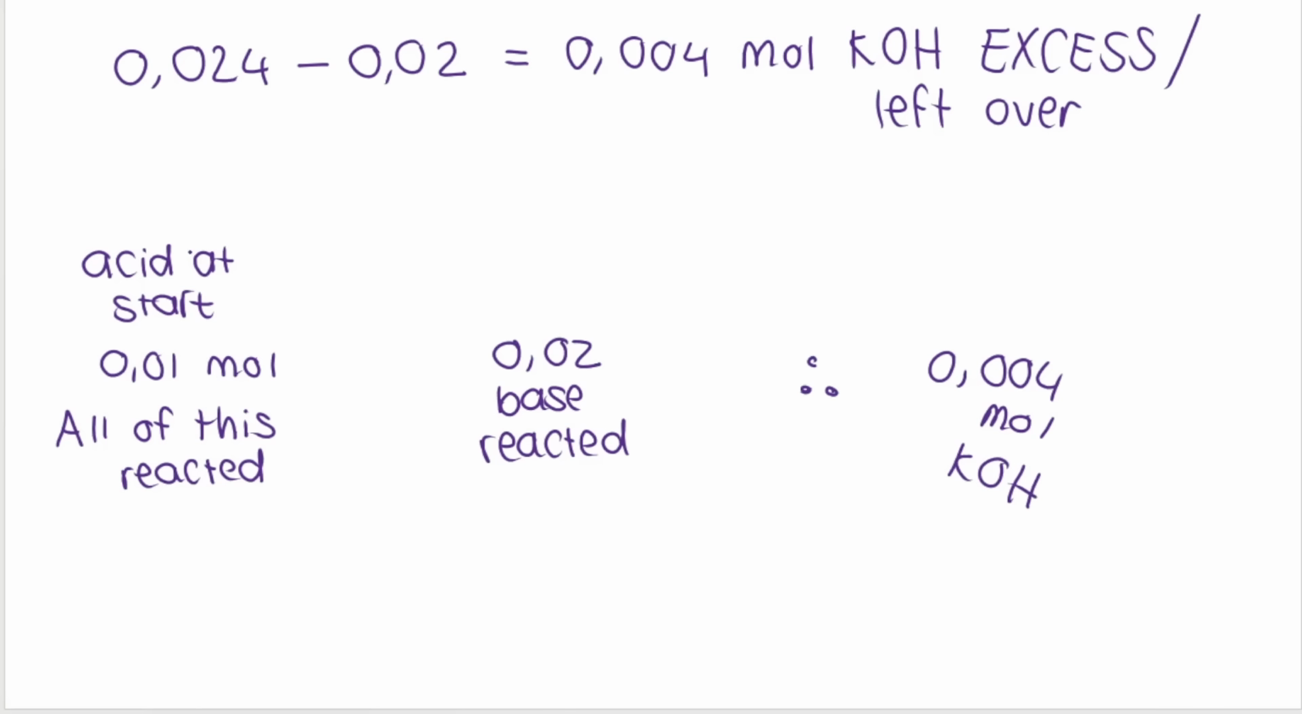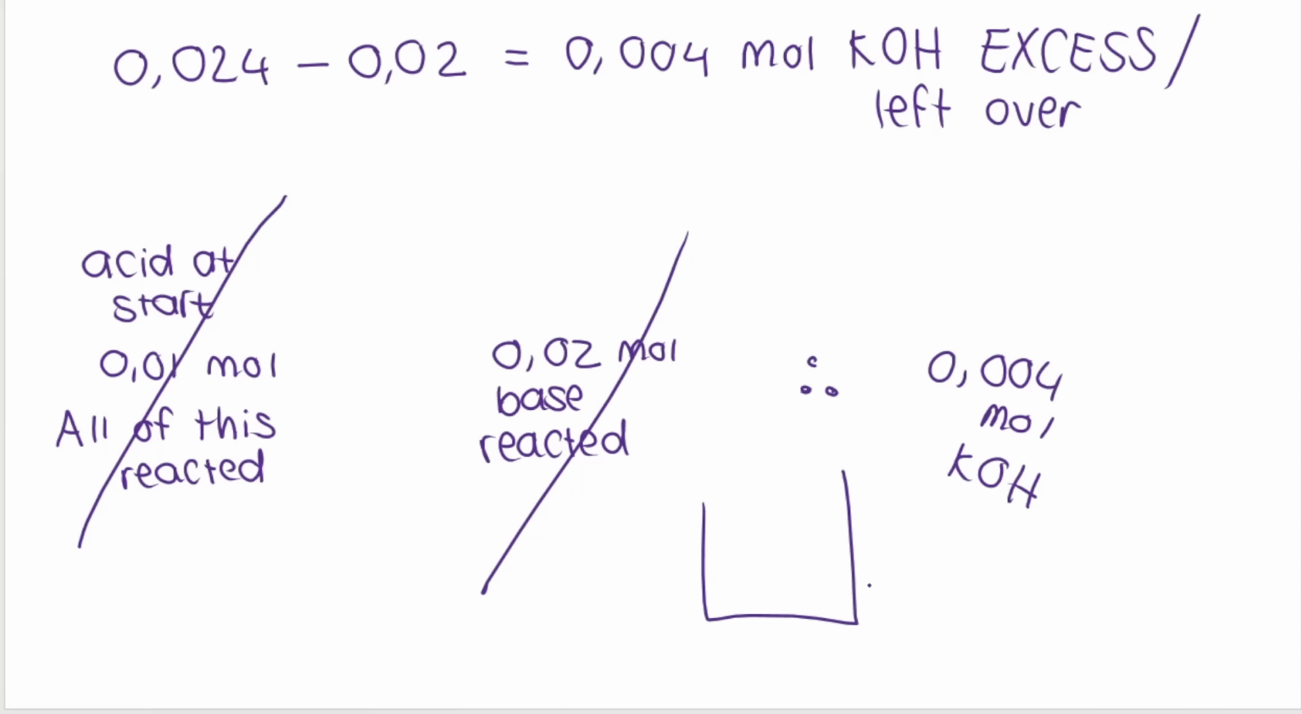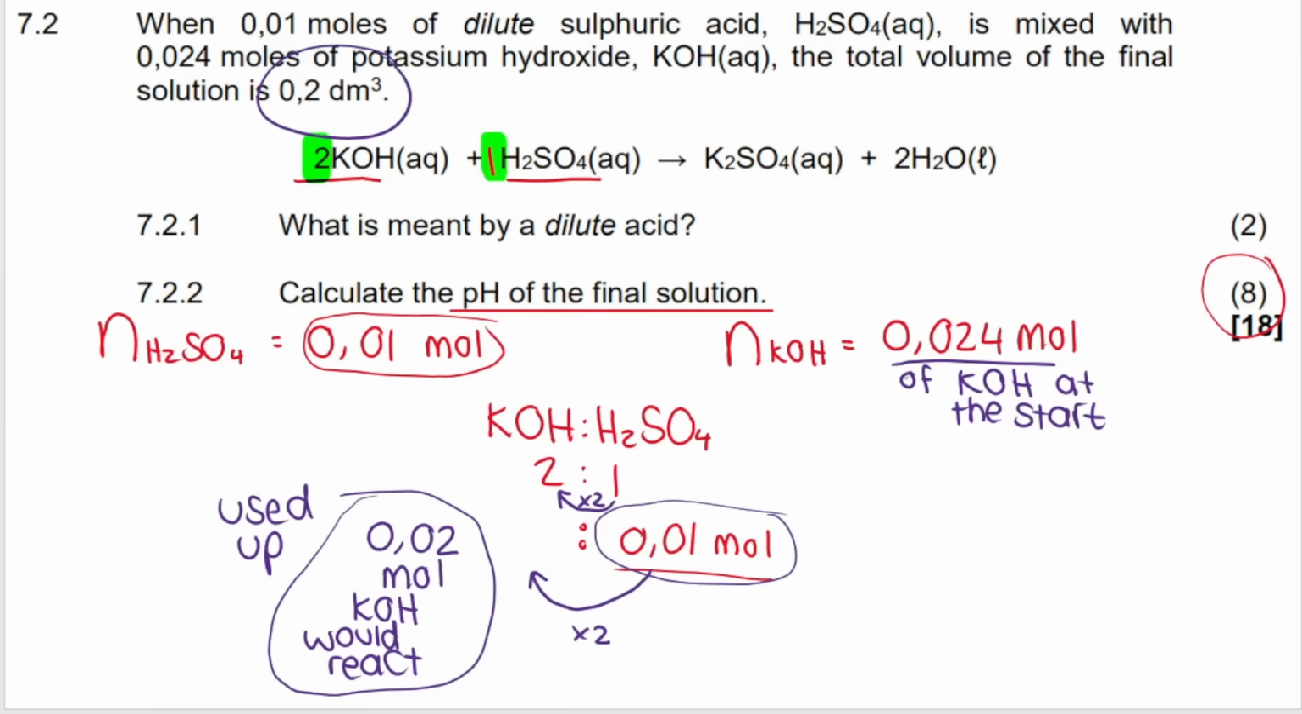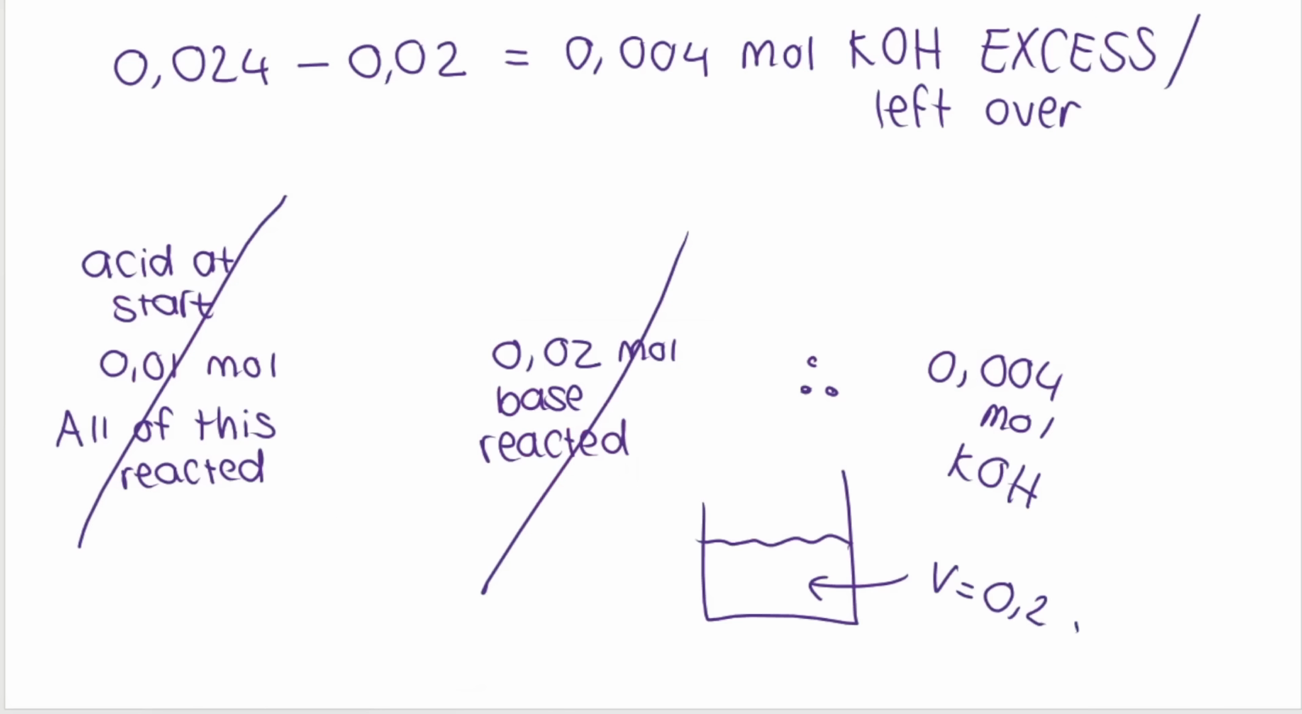So if you think about it, all the acid is gone. 0.02 moles of the base, gone. It's reacted. All that's left over in my little container, so in this volume over here, remember the volume once we combined the substances was 0.2 cubic decimeters. In this 0.2 cubic decimeters, the only leftover stuff that I started with is 0.004 moles of base that is left over.